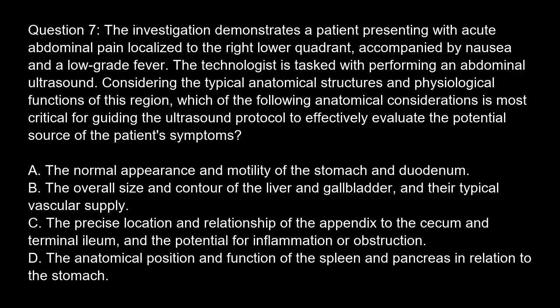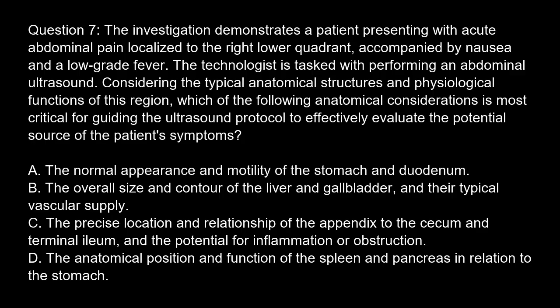The technologist is tasked with performing an abdominal ultrasound, considering the typical anatomical structures and physiological functions of this region. Which of the following anatomical considerations is most critical for guiding the ultrasound protocol to effectively evaluate the potential source of the patient's symptoms? Option A, the normal appearance and motility of the stomach and duodenum.